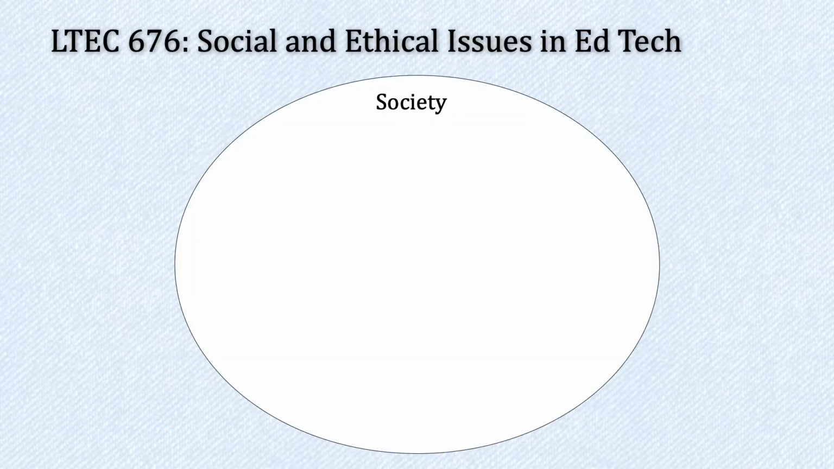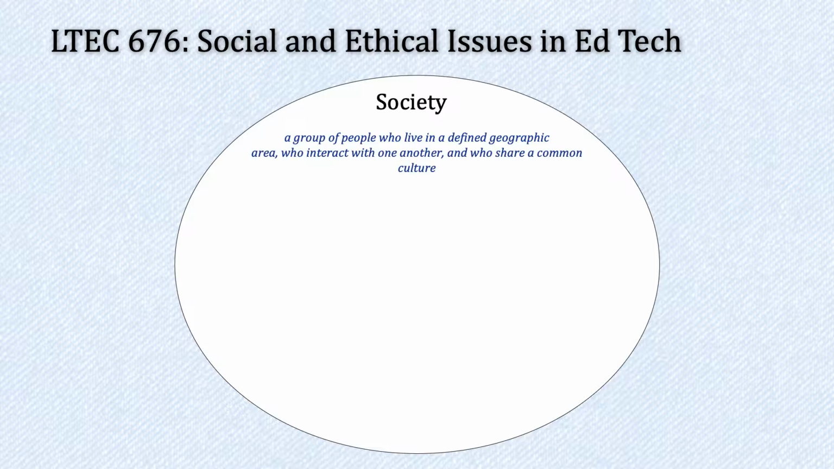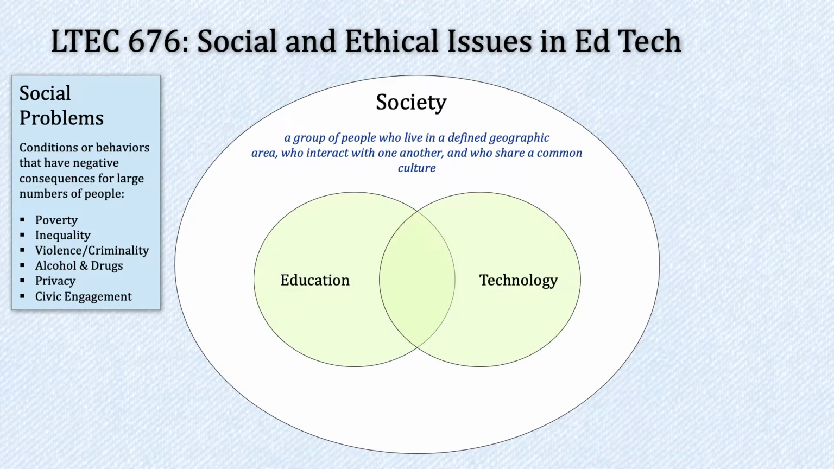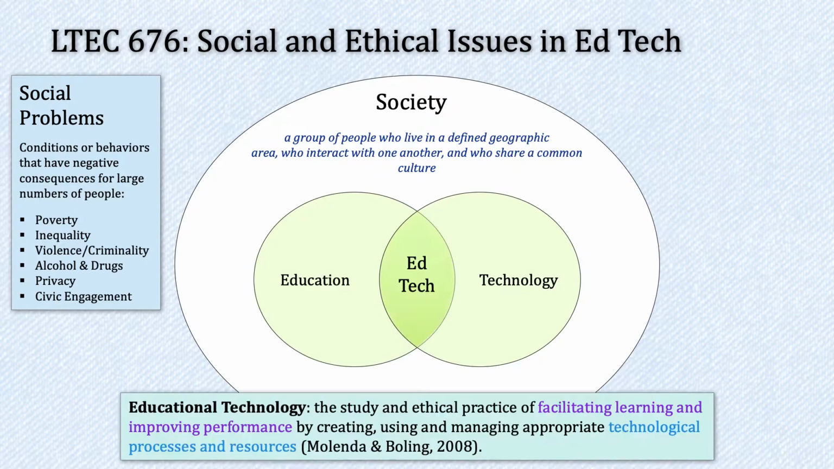Well, we started out by situating educational technology within the broader context of society, defined as a group of people who live in a defined geographic area, who interact with one another, and who share a common culture. We acknowledged a variety of social problems such as poverty and inequality, and we placed education and technology as two separate yet overlapping components of society. We also defined educational technology.